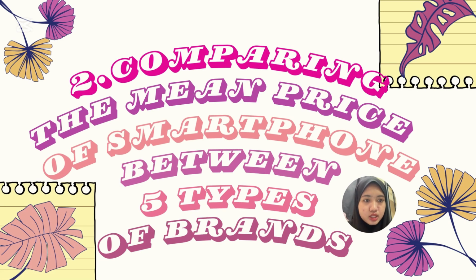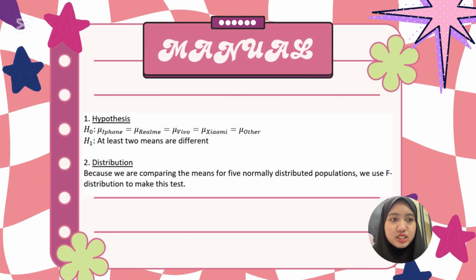Next, comparing the mean price of smartphones between 5 types of brands. For manual calculation, we will use the hypothesis test of ANOVA. First step is to state the hypothesis. H0 is mu iPhone equals mu Realme equals mu Vivo equals mu Xiaomi equals mu others. H1 is at least 2 means are different. Step 2, we select the distribution to use. Because we are comparing the means for more than two normally distributed populations, we will use the F distribution to make this test.